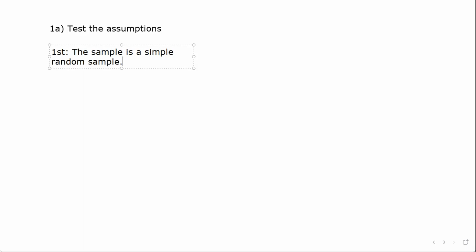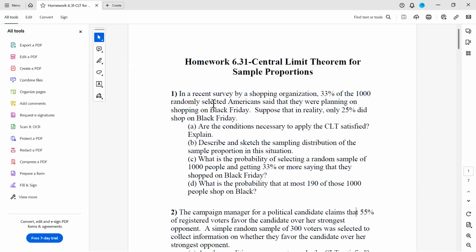Go back to the problem here. Go back to the statement of the problem. It says, in a recent survey by a shopping organization, 33% of the 1,000 randomly selected, there it is. There's your statement right there. It says randomly selected Americans said that blah, blah, blah happened. Okay, this is stated. The only way you're ever going to meet this assumption is if the problem states it. So you have to have some sort of statement.